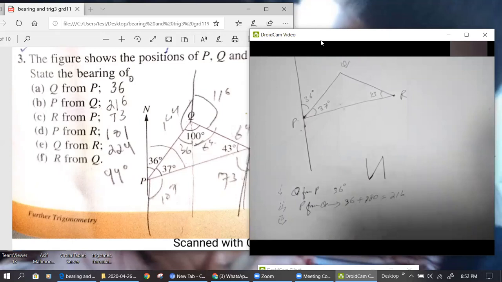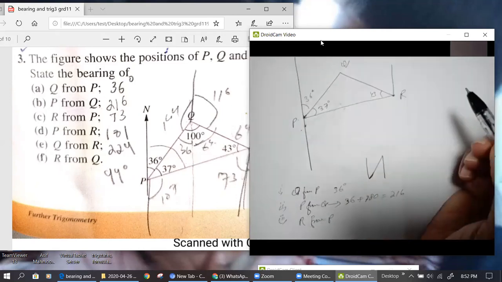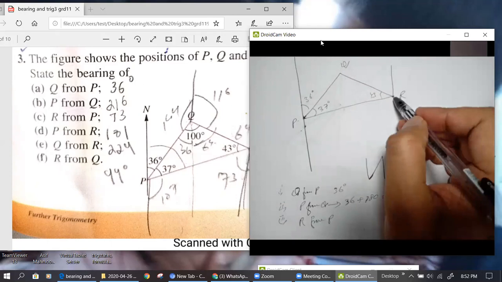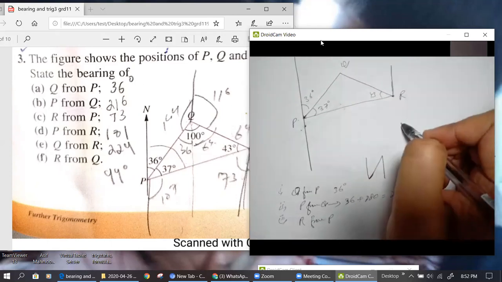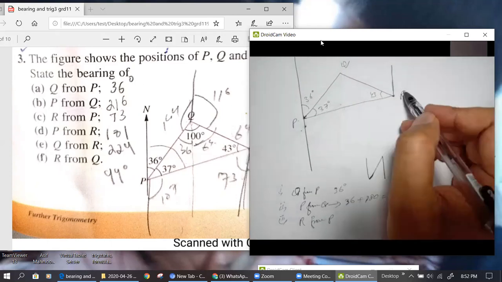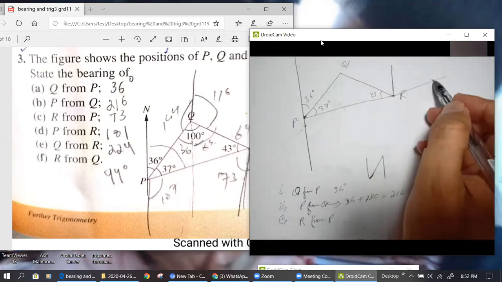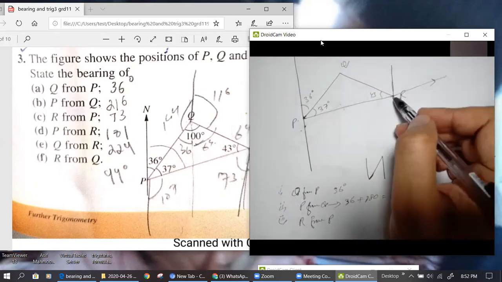R from P. Okay, that is R from P, P to R. R from P means I will make the pole over here, right? So P is this, and from this I am coming. So I will extend this line. So this is R from P. From P I am coming towards R, right?